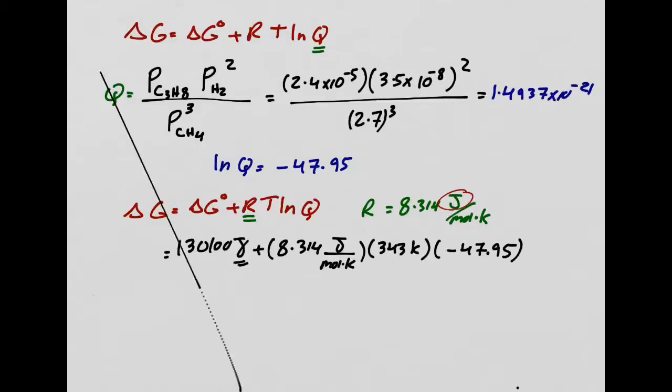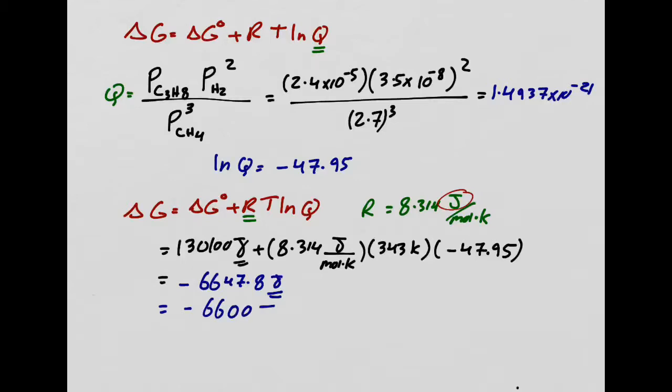If I plug everything in, what I end up getting is negative 6,647.8 joules. I usually like to convert it to kilojoules sometimes, but sometimes I can keep it that way. It's fine. I am limited to 2 sig figs though, so 6,600 joules is going to be my answer. So far so good? Okay.